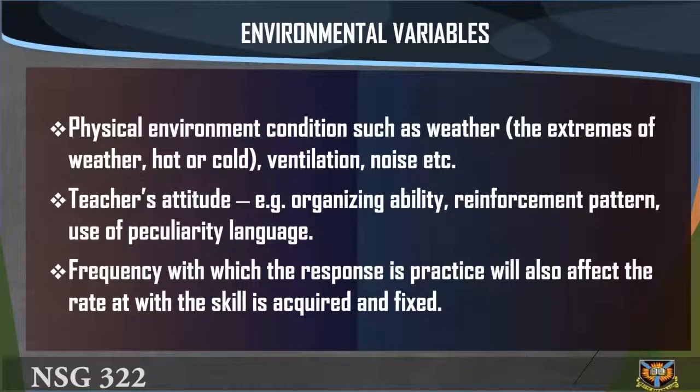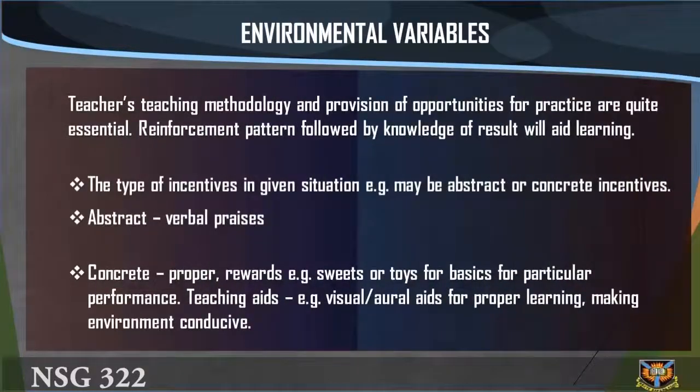Environmental variables. Physical environment conditions such as weather, the extremes of weather, hot or cold, ventilation, noise, etc. Teacher's attitude, e.g., organizing ability, reinforcement pattern, use of language. Frequency with which the response is practiced will also affect the rate at which the skill is acquired and fixed. Teachers' teaching methodology and provision of opportunities for practice are quite essential.